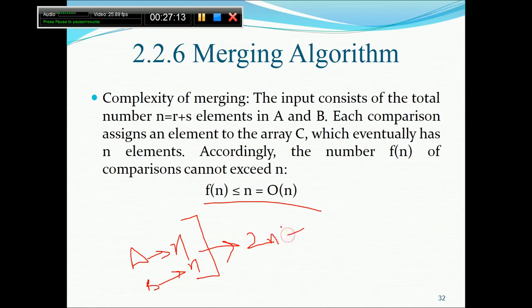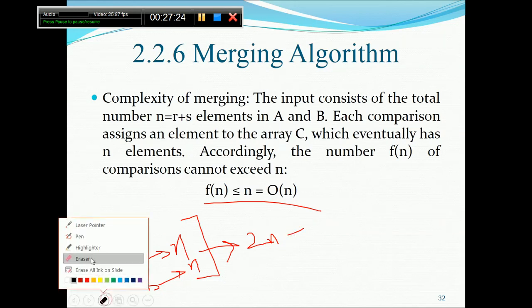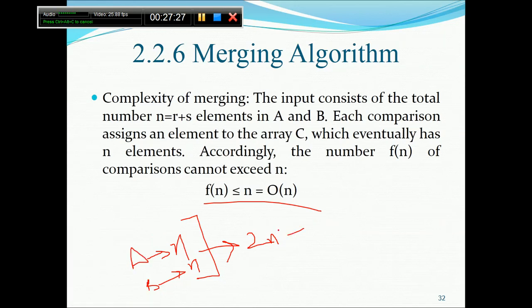Now if it is a 2n movement, the complexity would be order of n. I have not considered the comparison, just the movement from A to C and B to C. The comparisons would be fewer, but the movement would be maximum, because both A and B have to be passed to the C array.